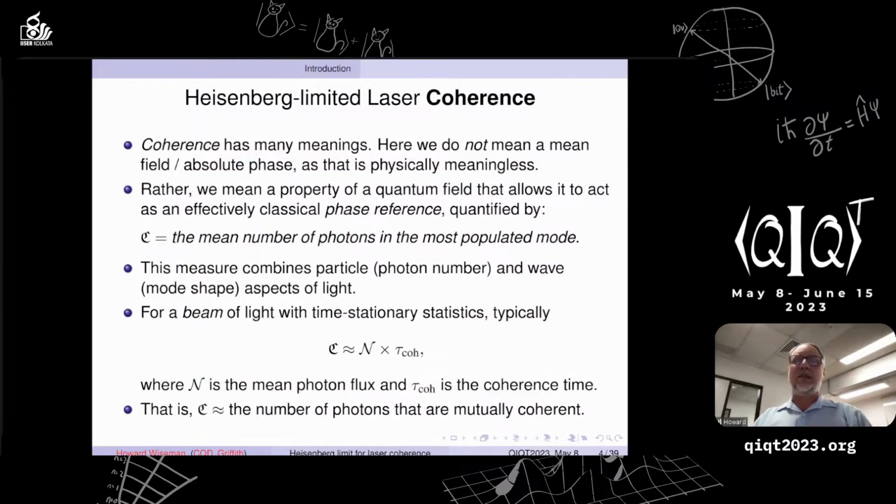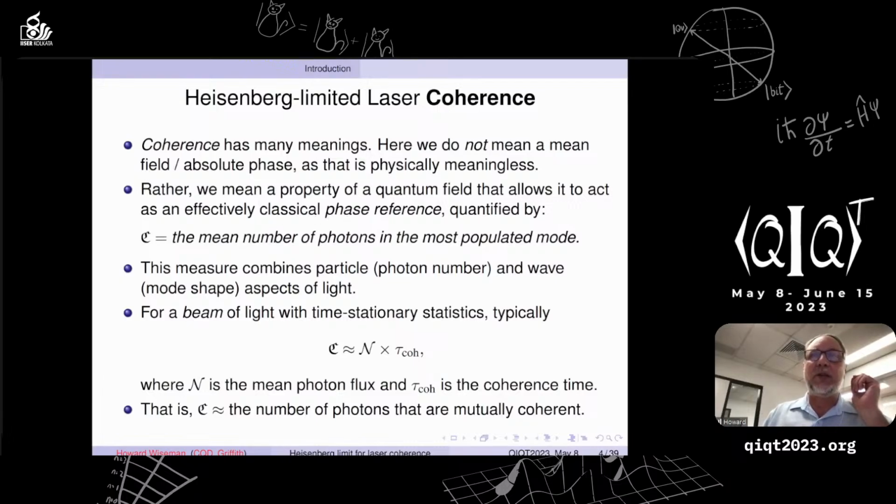So let's start at the end of the title with coherence. This is a word that has many meanings, of course, and I'm using it in the optical context here. So we're talking about optical coherence, but I don't mean, as you might think, a mean field or absolute phase of the field, because that's not something it would be physically meaningful to require a device to produce. It would not be useful to think of coherence that way. So what do we mean? We mean a property of a quantum field that allows it to act as if there is a mean field, so basically that allows it to act as an effectively classical phase reference.